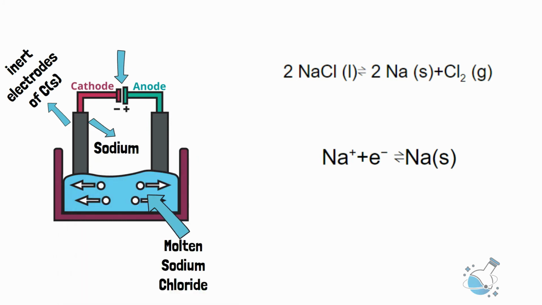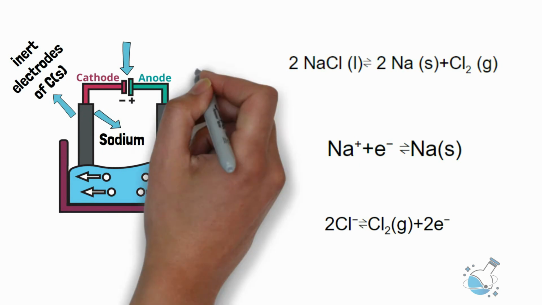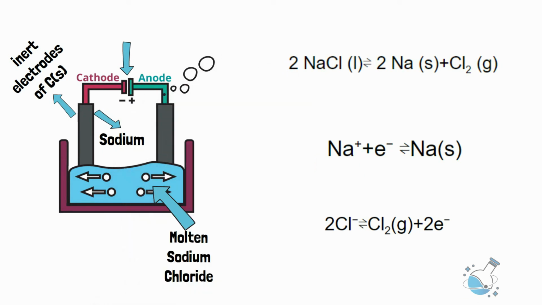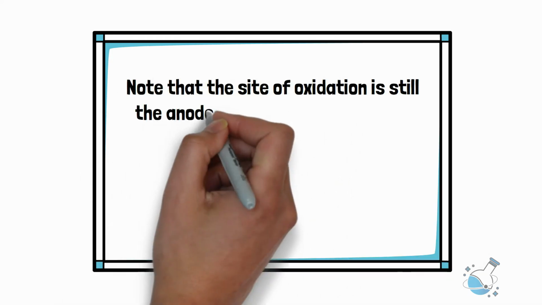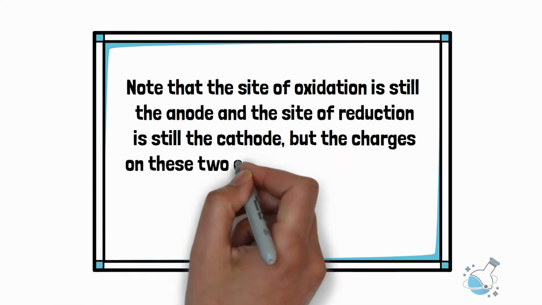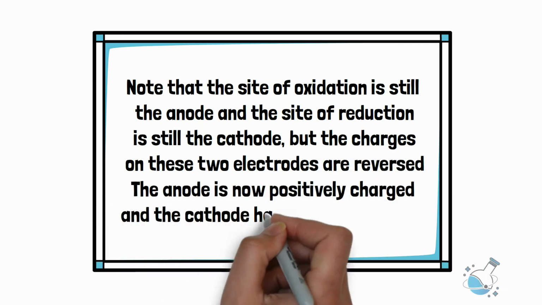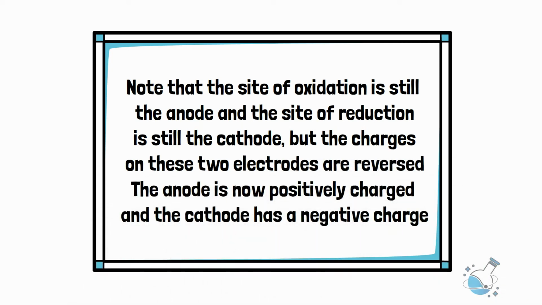The sodium ion is migrating towards the cathode. The negative chloride ions migrate towards the anode and release electrons as they oxidize to form chlorine atoms. The chlorine atoms will combine to form chlorine gas, which will bubble away. Note that the side of oxidation is still the anode, and the side of reduction is still the cathode. But the charges on these two electrodes are reversed. The anode is now positively charged, and the cathode has a negative charge.